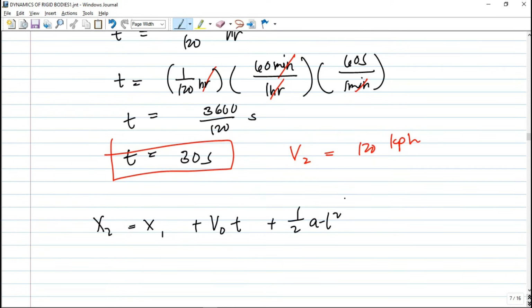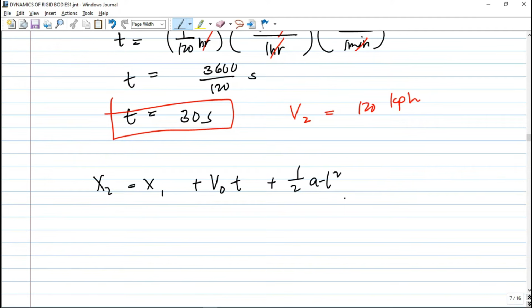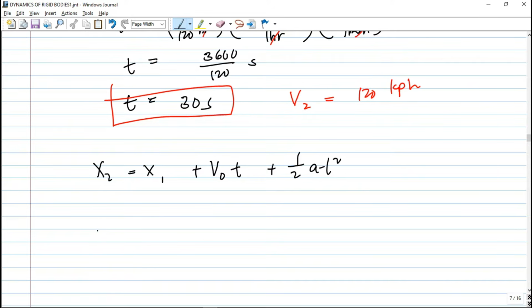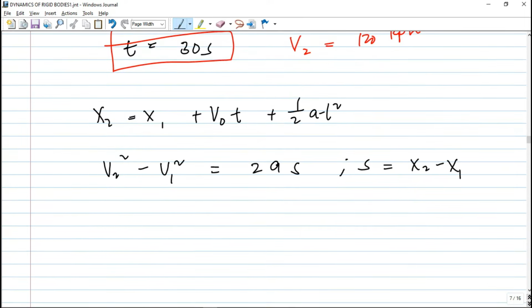So you can use this or you can actually use the concept of v sub 2 squared minus v sub 1 squared equals 2 times acceleration times s, wherein s is your x sub 2 minus x sub 1. So either of these two equations. Okay, so we have here x sub 2. Gamitin natin ito guys, the first equation.